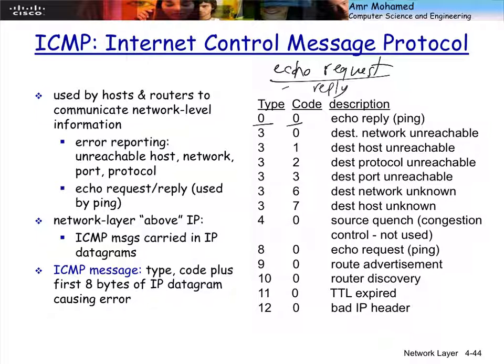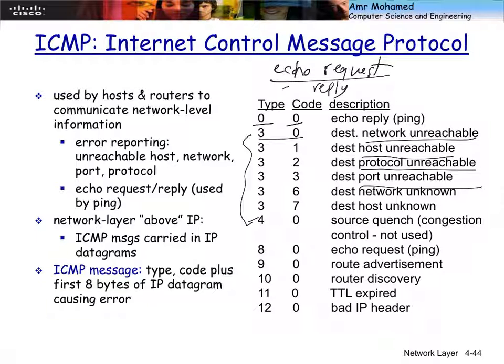Other than this, if there is an error, then the error has the possibility of one of these values. If the error is 3, this indicates network or service unreachable. And this has different levels. You can have network unreachable, host unreachable, protocol unreachable, or port unreachable. And these are different levels.